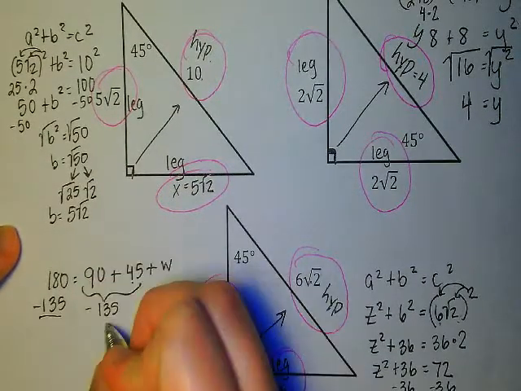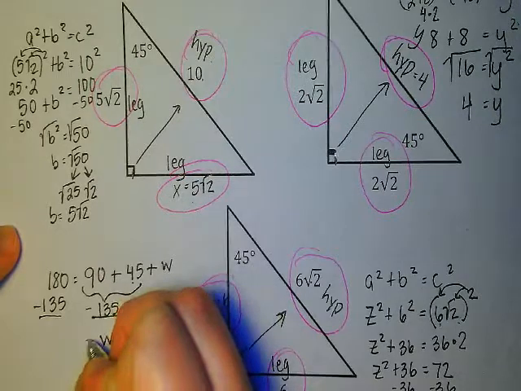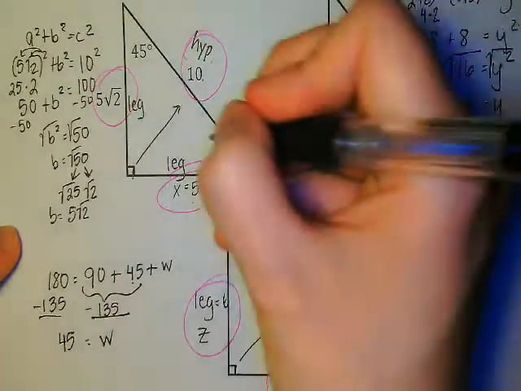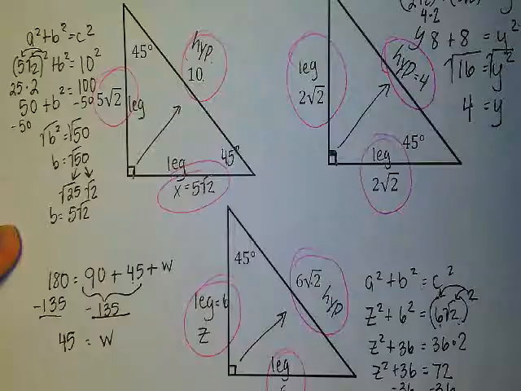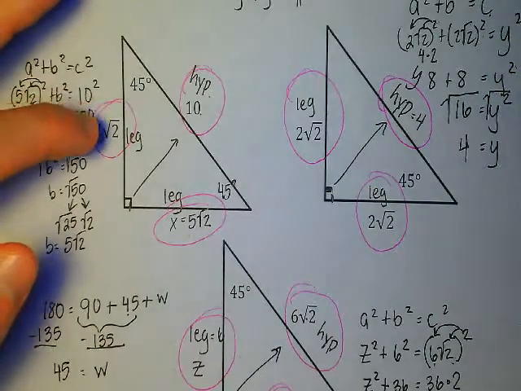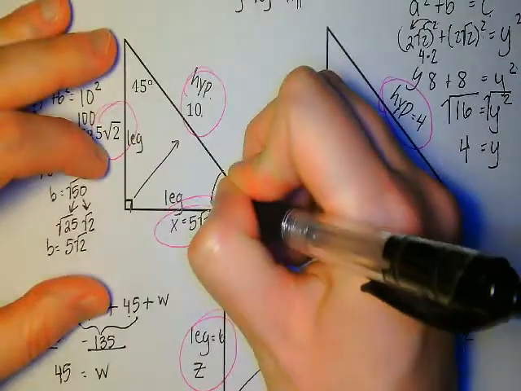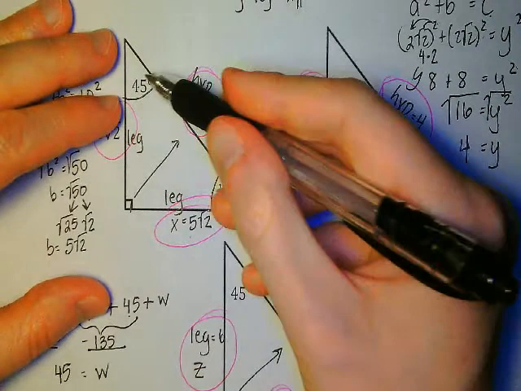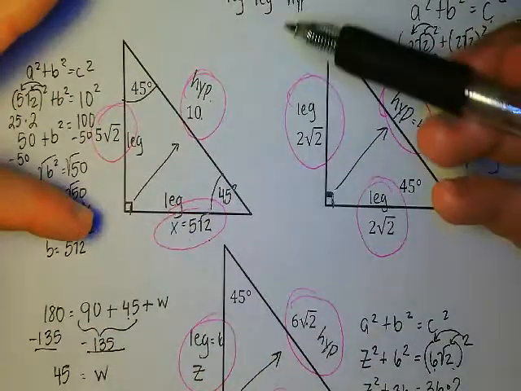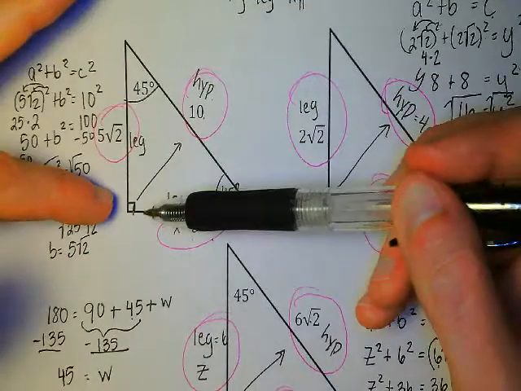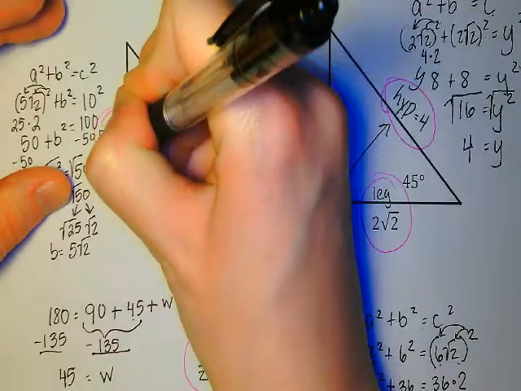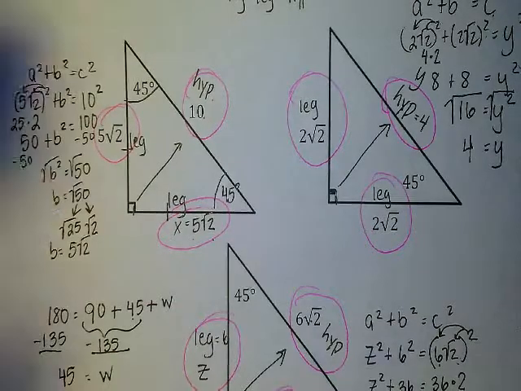When I do that, I'm left with W alone on the right and 45 on the left. So my missing angle is 45 degrees. We'll notice that this makes an isosceles triangle. The base angle theorem says that if we have two congruent base angles, we are going to end up with legs that are identical. So though this triangle is called a 45, 45, 90 right triangle, it's also called an isosceles right triangle because we have two legs that are identical.